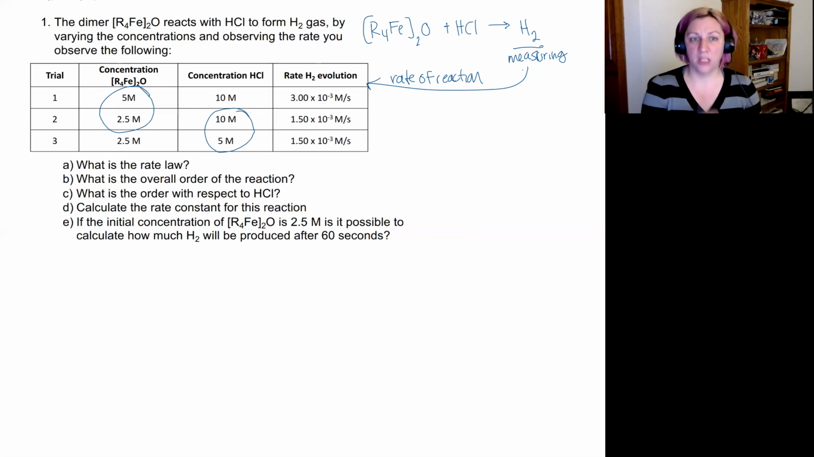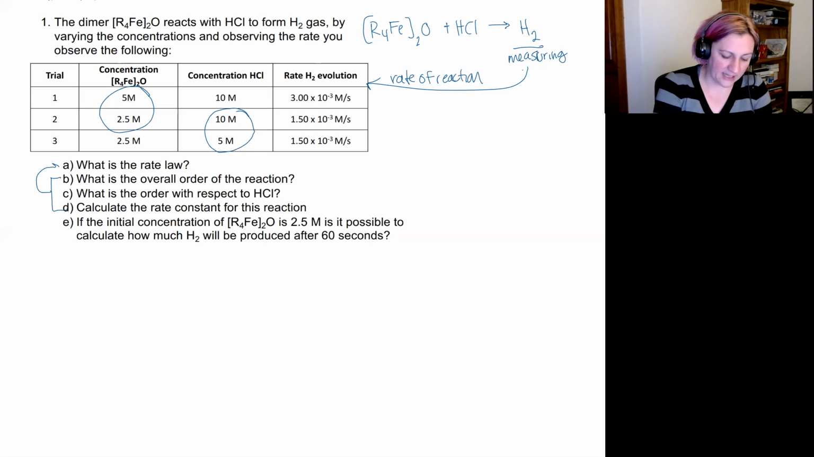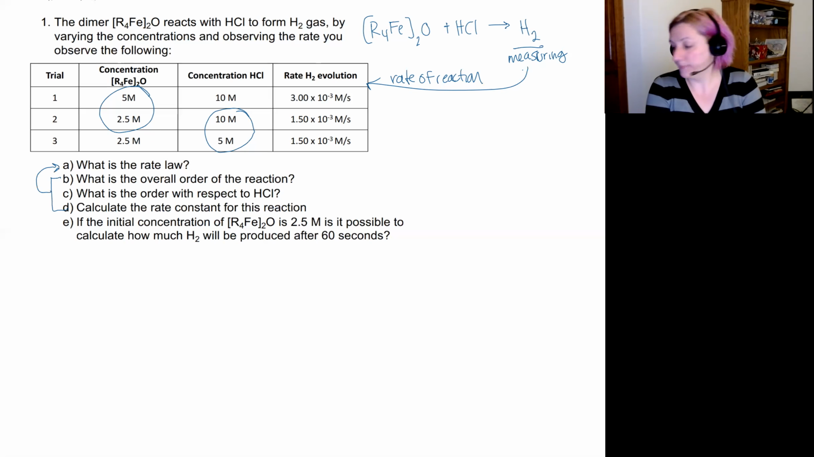Then we'll look at the overall order of the reaction, the order with respect to hydrochloric acid, the rate constant, which will be part of our rate law. And we'll also predict how much hydrogen will form in 60 seconds. So a lot of these B through D are going to be really answered as we develop our rate law.